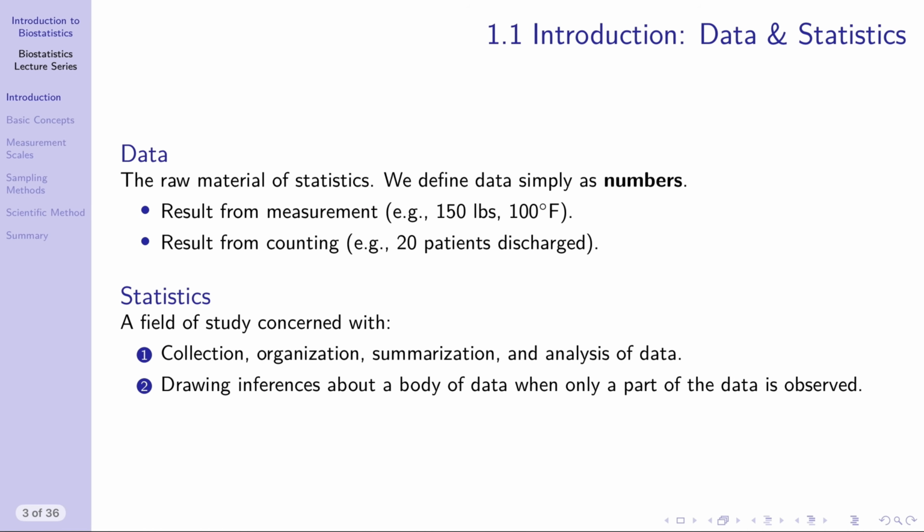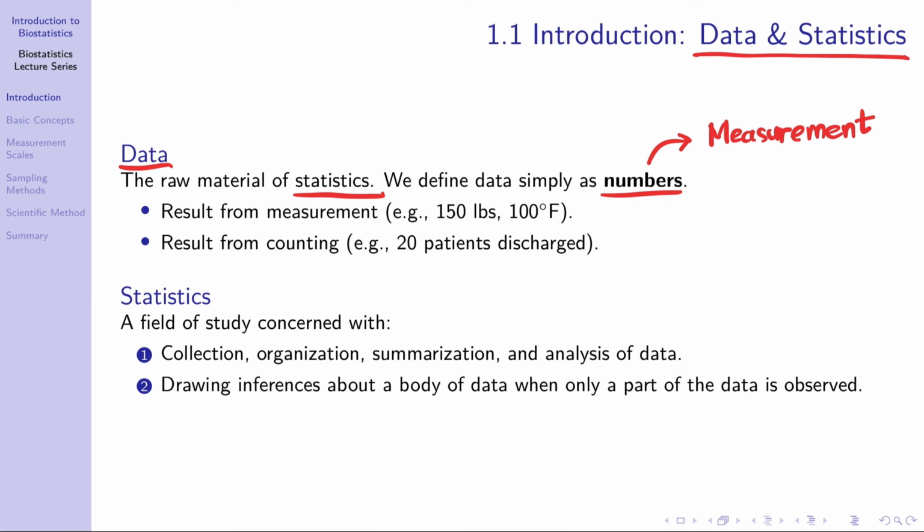So let's go to the first topic, which is introduction. What is the introduction mainly on? We'll start with the two main ones, which is data. What is data? Data is the raw material of statistics. We simply define data as numbers. These data generally can come, for example, from measurement, say if you're measuring the weight of a patient.